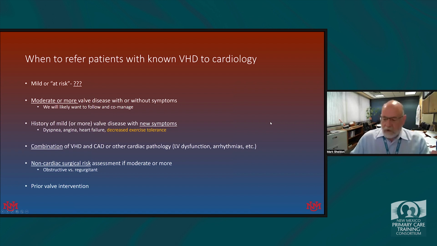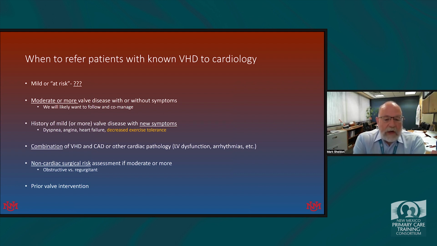So I'm going to start out with key points about when I would ask primary care providers to consider referring to cardiology. In the mild or at-risk stage that we talked about, some people do get referred in that scenario. It's probably not a mandatory thing by any means. It ought to be followed up on at some point. We'll go over timing of these kinds of things a little bit later.